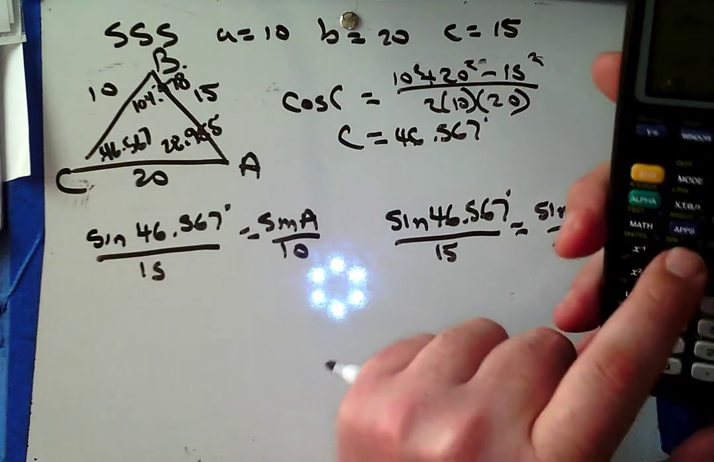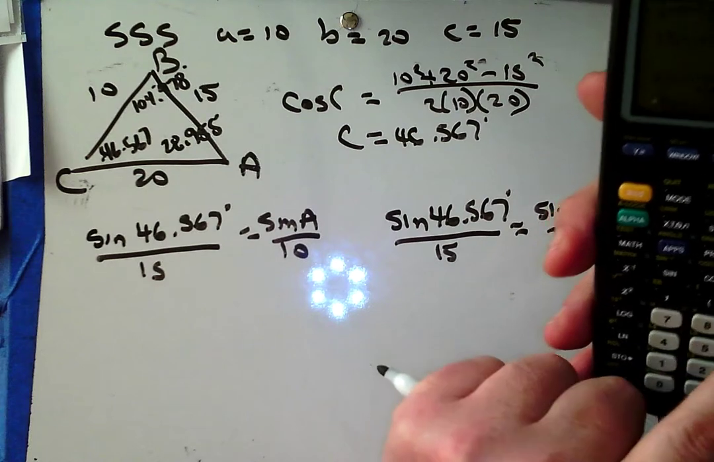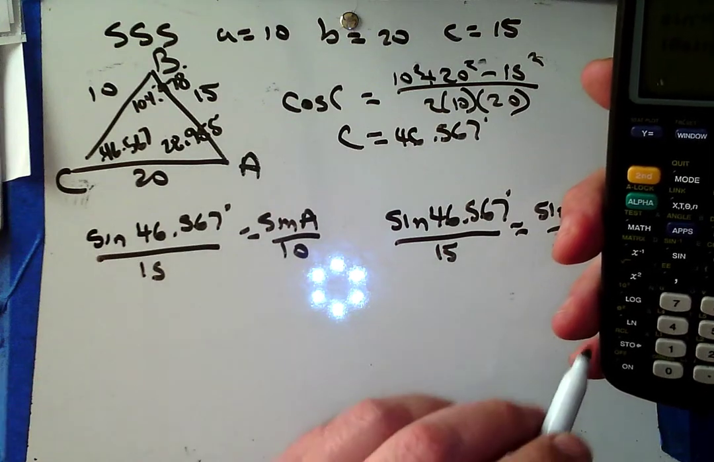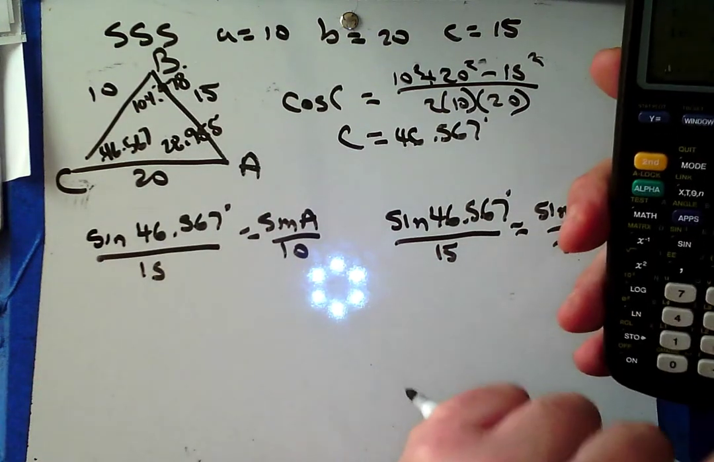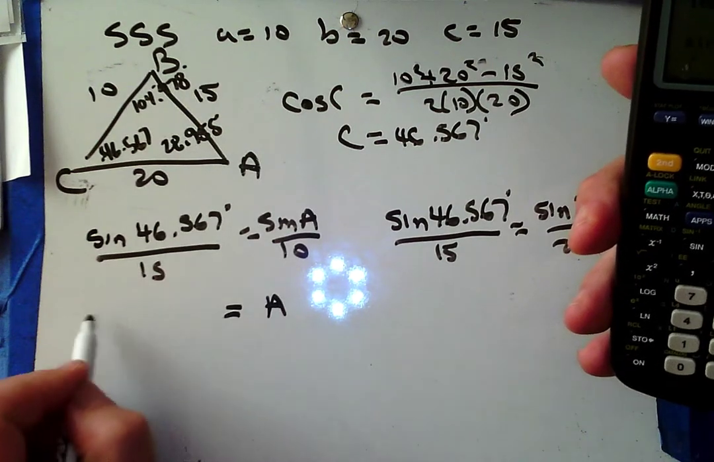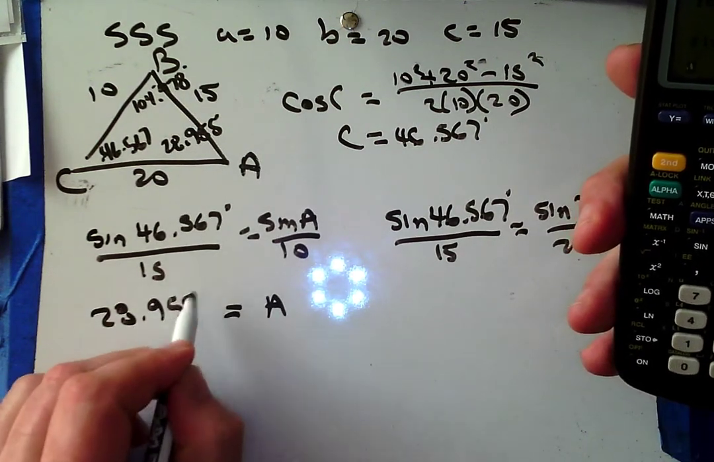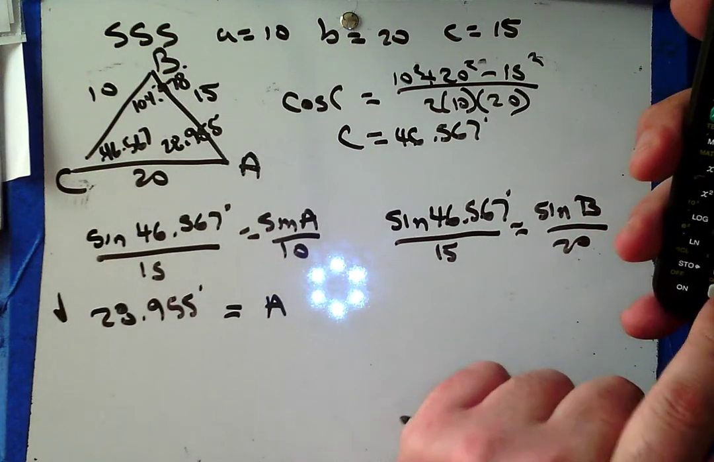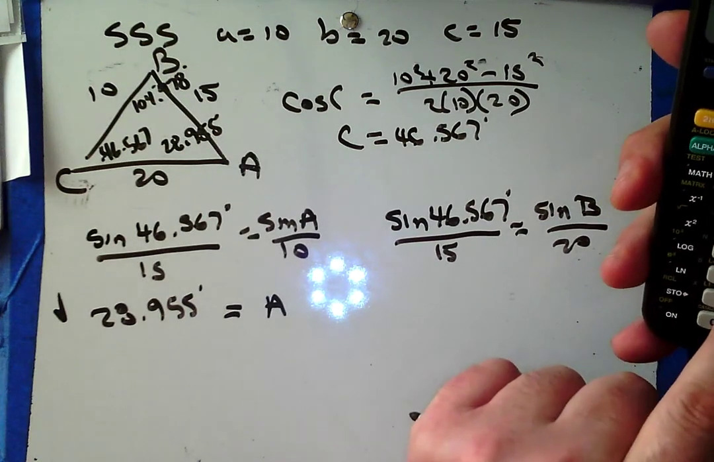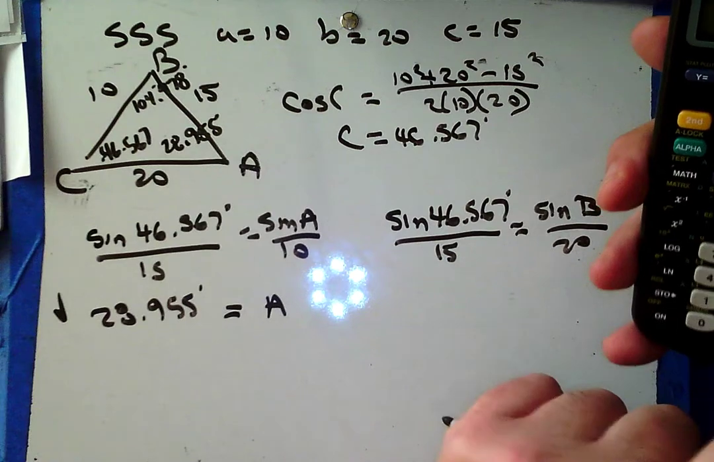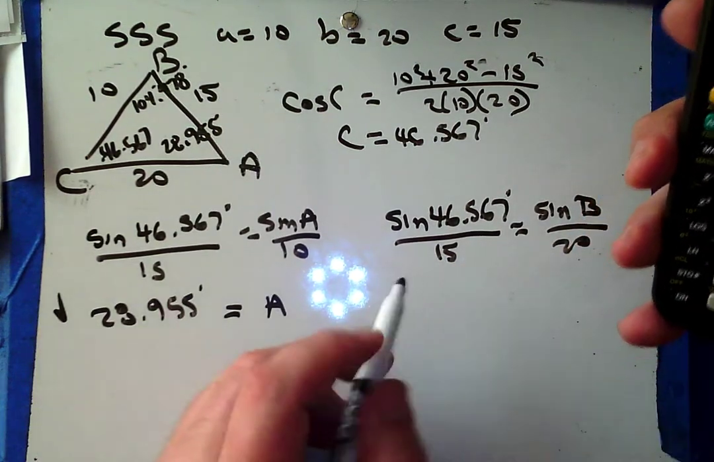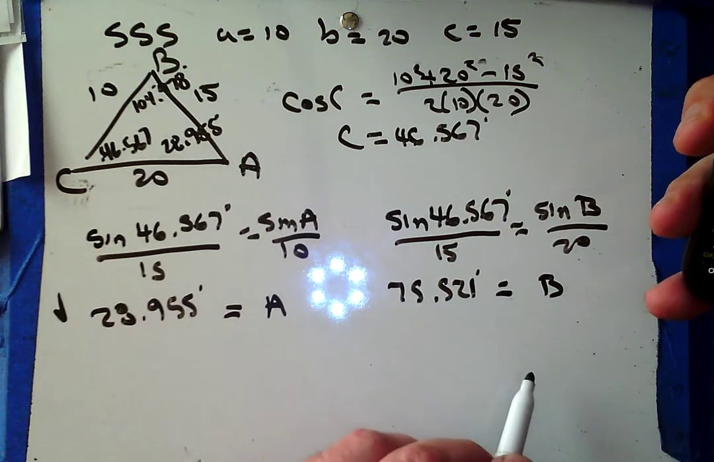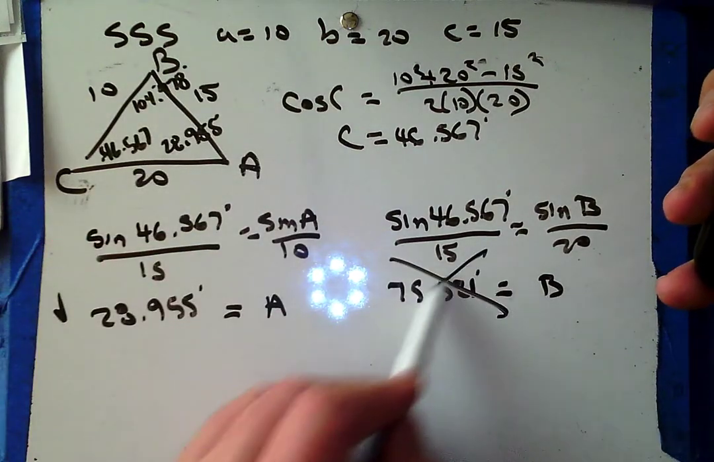So 10 sine 46.567, close those parentheses, divided by 15 equals 0.484. If I then do the inverse sine, I end up with A equals 28.955 degrees. That's great. And over here, 20 sine 46.567 divided by 15. Don't forget to do the inverse sine, and I get that B equals 75.521 degrees. Hey, look, this one is not correct.